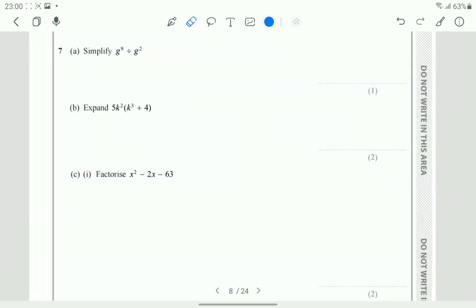Seventh question is very simple. You need to know laws of indices to solve this. So g^9 divided by g^2. Let's assume that there are 9 g's above and 2 g's below. So the 2 g's would cancel the g's above, and it would be 7 g's remaining over 1. We don't obviously show that, so your final answer will be g^7.